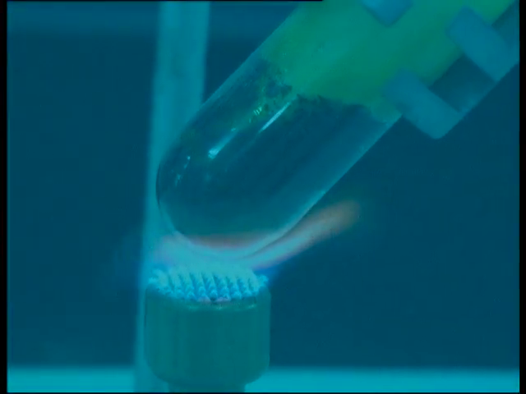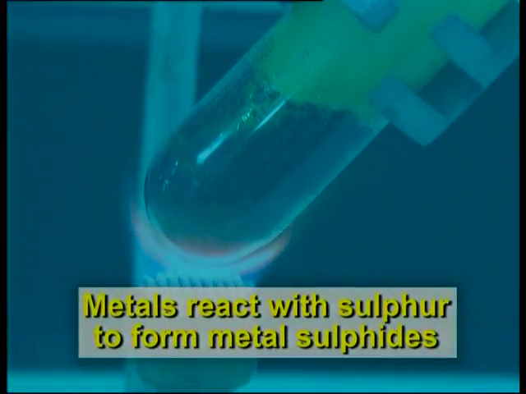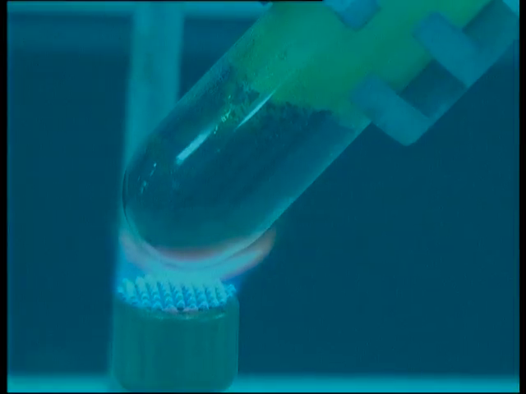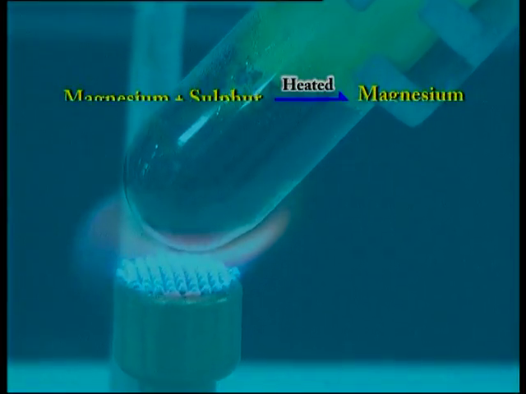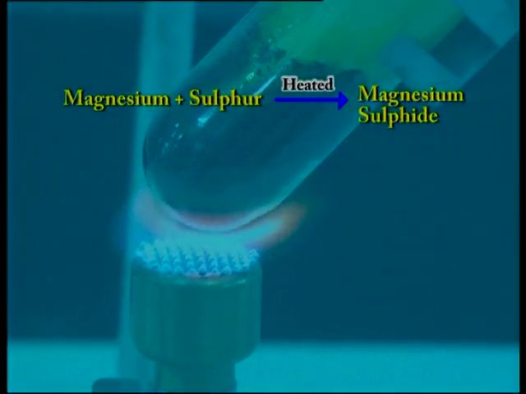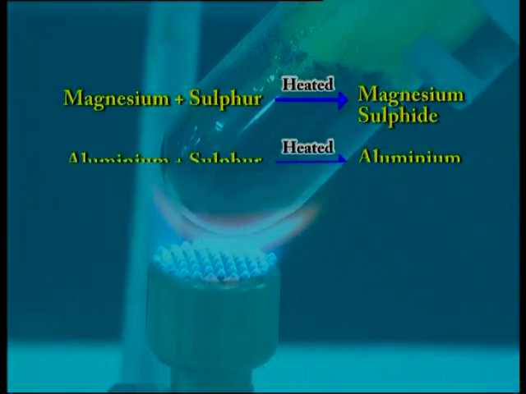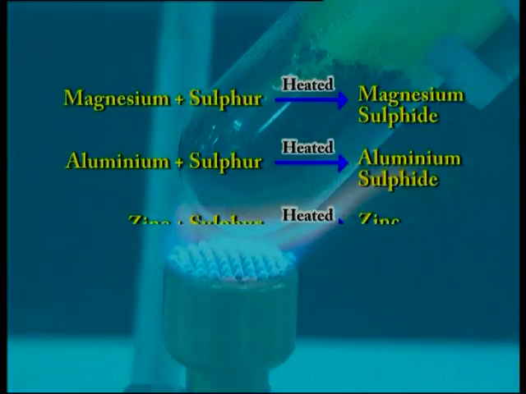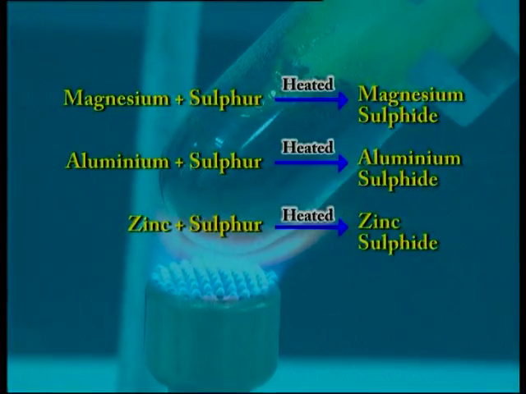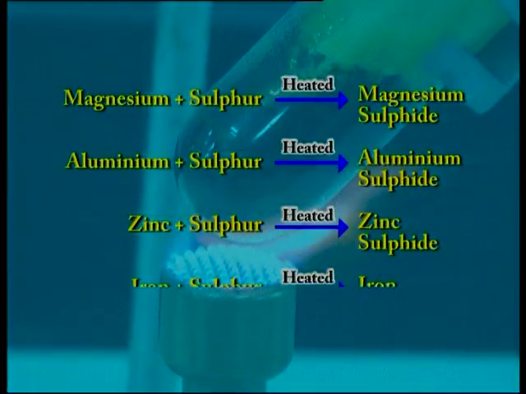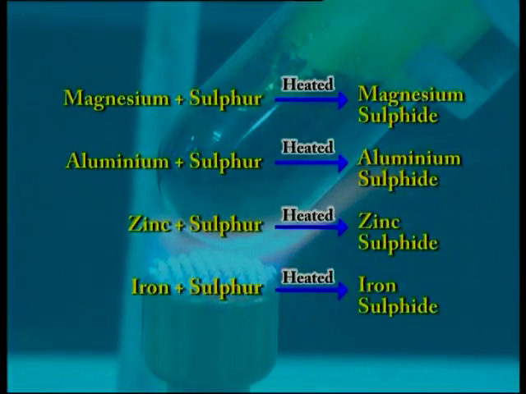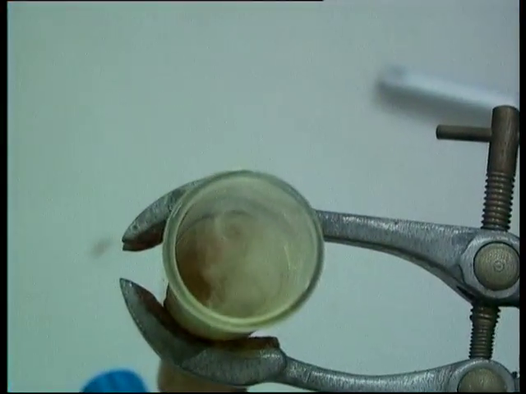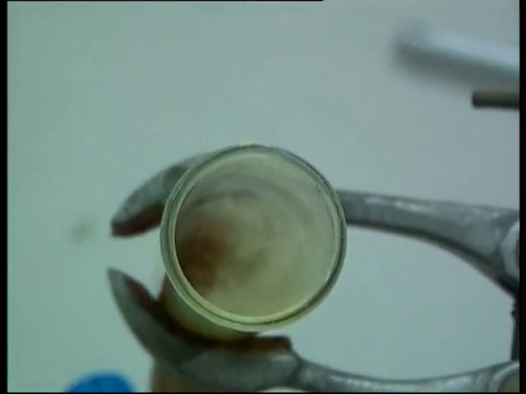We can now conclude that metals react with sulfur to form metal sulfides, which means magnesium reacts with sulfur upon heating to form magnesium sulfide. Aluminium reacts with sulfur upon heating to form aluminum sulfide. Then zinc reacts with sulfur upon heating to form zinc sulfide, while iron reacts with sulfur upon heating to form iron sulfide.